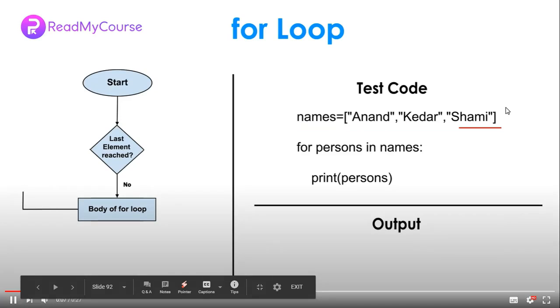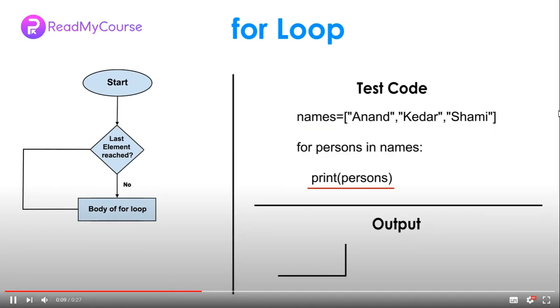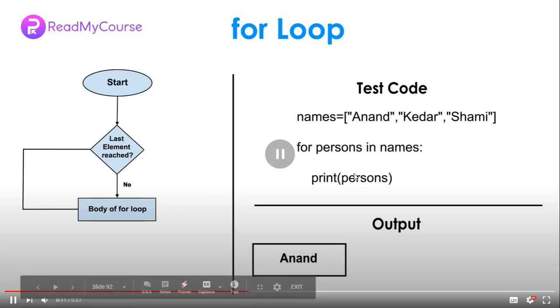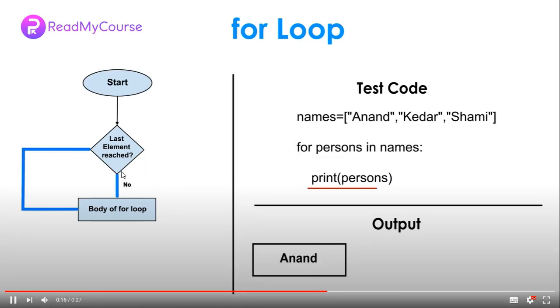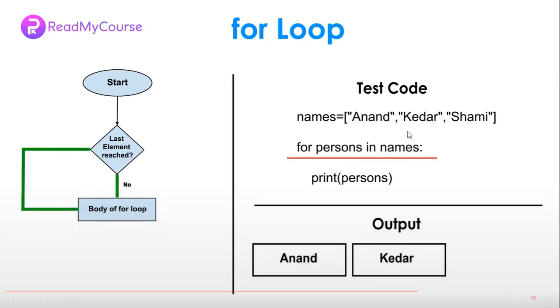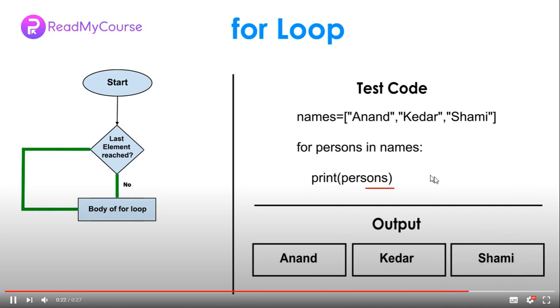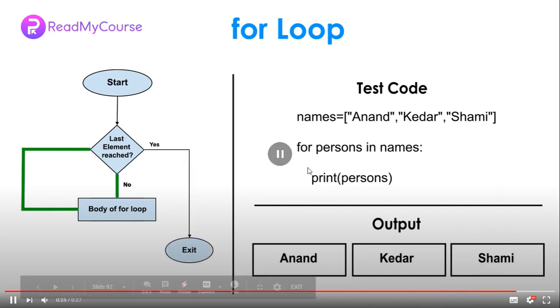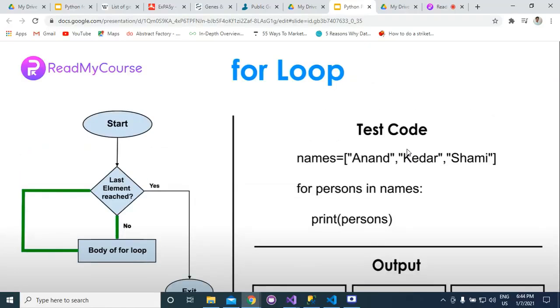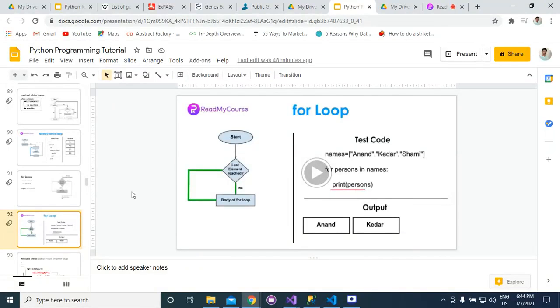Now you can see that it is printing Anand. Next, it is checking whether the last item is reached or not. No, so it will print Kedar. Again, it will check if the last item is reached, so it will print Sami. Now the condition last item is reached is true, so we'll exit from the for loop. Is this clear, everyone?